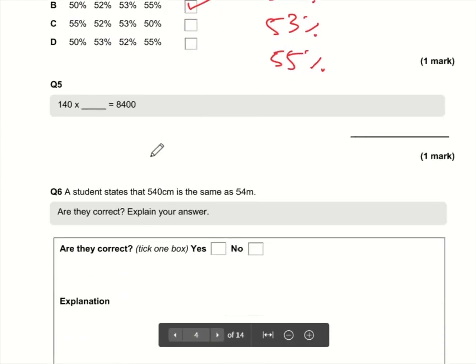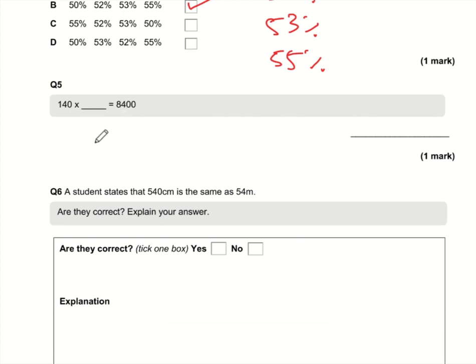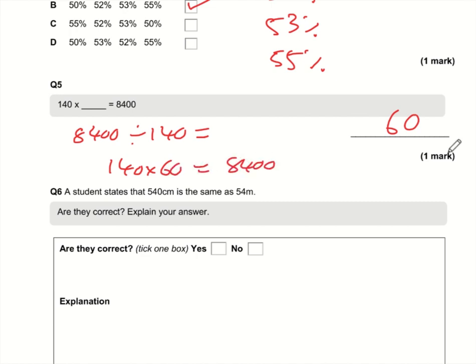Question number 5. 140 multiplied by something is 8,400. So therefore 8,400 divided by 140 gives us our something. And 8,400 divided by 140 is 60. And we can double check that. 140 times by 60, what does it give us? It gives us 8,400, so we know we've definitely got this one right.